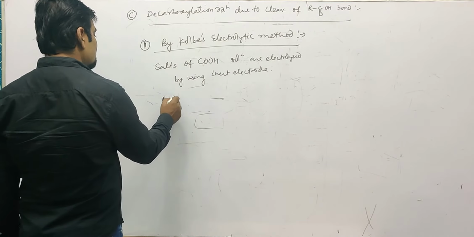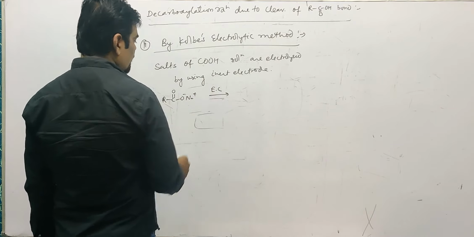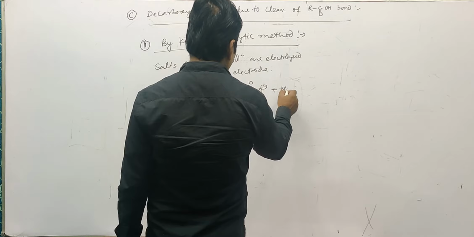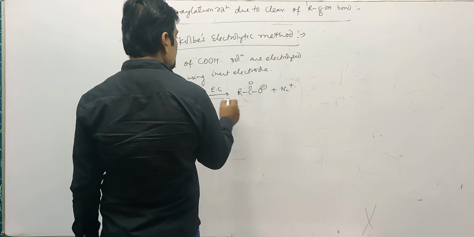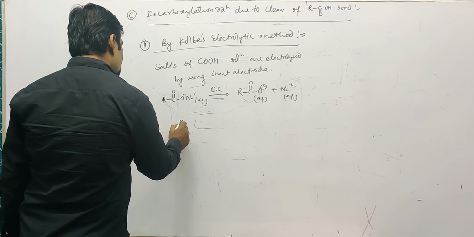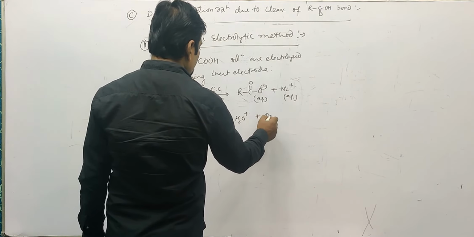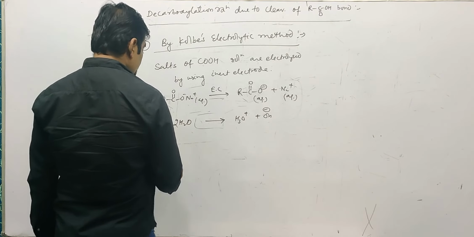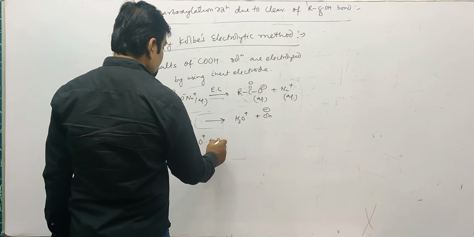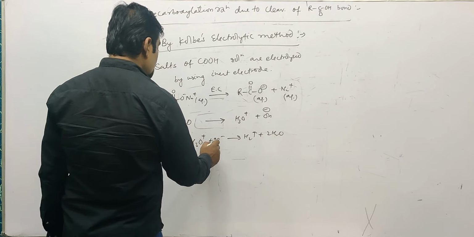See, let's say we have taken the salt RCOO minus Na plus. After doing electrolysis, it will become RCOO minus plus Na plus. If we have used an aqueous solution, then there will be water ions, H3O plus and OH minus, so 2H2O. We have cathode, we have anode. At the cathode, H3O plus will be discharged in the form of H2 gas plus 2 water.